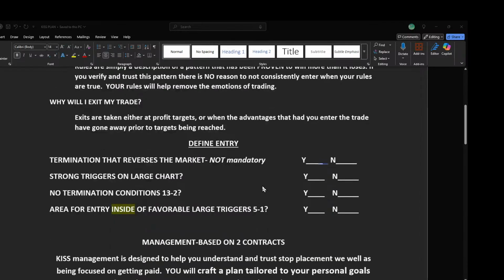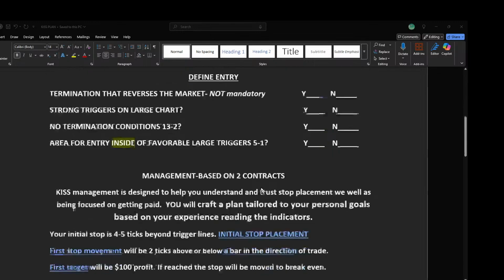So first and foremost, define your entry. This is what it takes to get me into the market because this pattern provides an edge. And then you've got to manage it. You've got to do something with that great entry. And great entries create very manageable trades. So you're going to say, "I'm in this trade. This is what it's going to take to get me out."